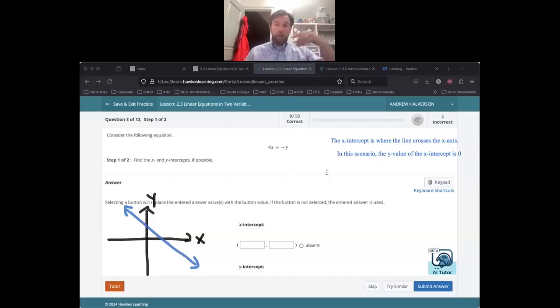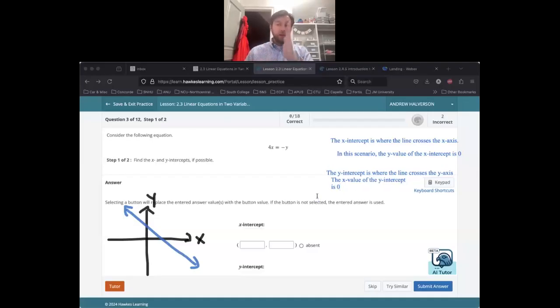So the x-intercept is the point where it crosses the x-axis. But because it's on the x-axis, it doesn't move up or down, meaning the y value of the ordered pair is 0. Similarly, the y-intercept is where the line crosses the y-axis. But in this case, the x value is 0. The x value of the y-intercept is 0.